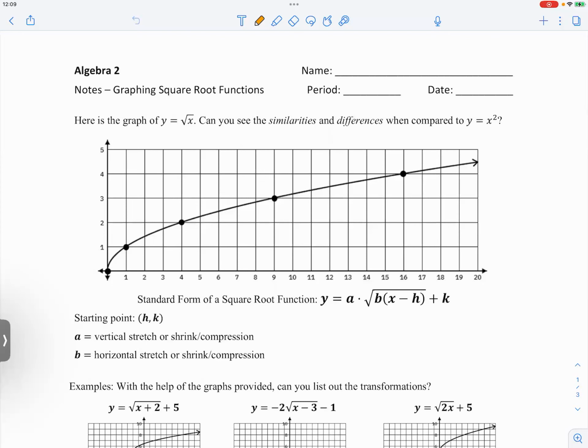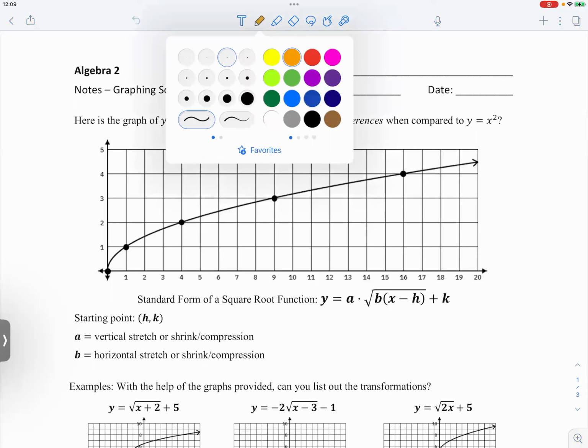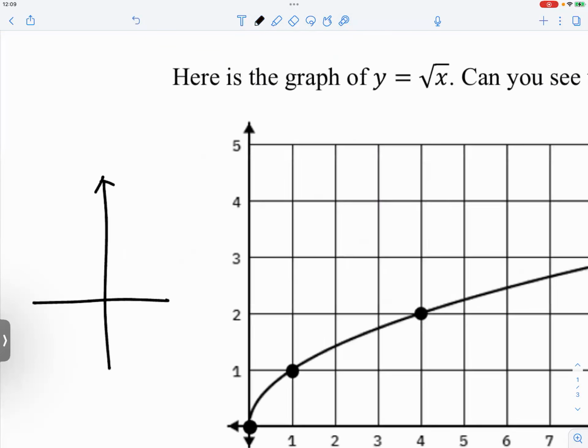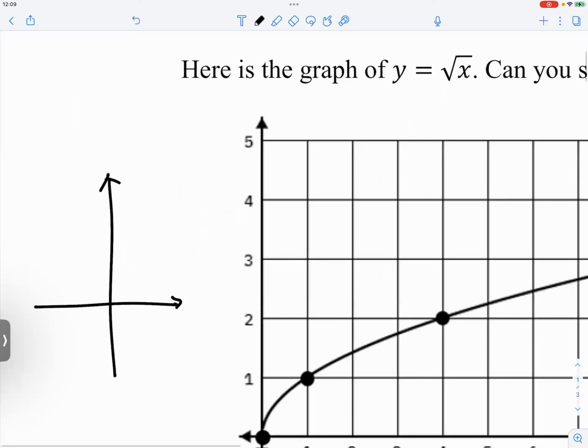All right, so today we are going to go over something very simple. It's just about graphing square root functions, which we kind of hinted at a couple of days ago. The drawing of a square root function is very similar to the drawing of the x squared function. So if you think about x squared, you have this pair of axes.